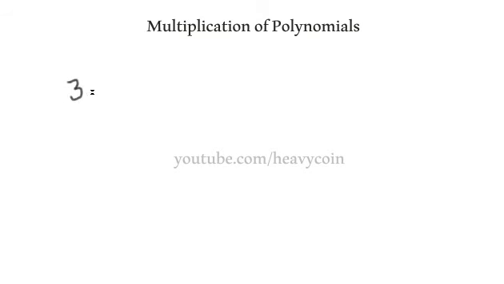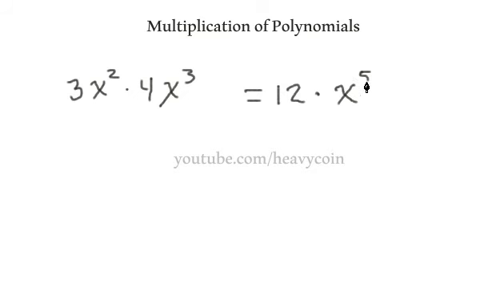Okay, let's say for example I had 3 times x squared times 4 times x to the 3rd, and I wanted to simplify this down. Let's take this 3 and this 4, multiply them together, and then what are we going to do with the exponents? We're going to add them. So that becomes 12 x to the 5th. So as you can see, how we simplified that down.